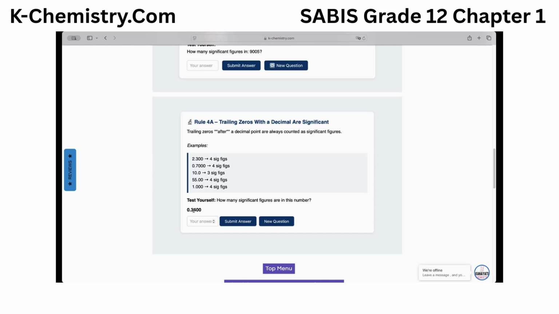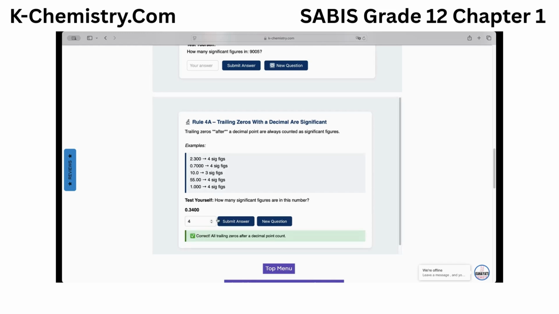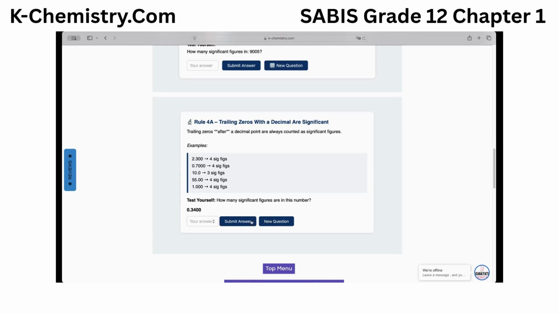So here, let's try. These 2 zeros are counted as long as there is a decimal point. So this will be 3, 4, 0, 0. So 4 digits. I will say 4 digits. This is correct. One more. If I have here 2 zeros on the right side, they are trailing zeros with a decimal, so they are counted. So 1, 2, 3, 4 significant figures.